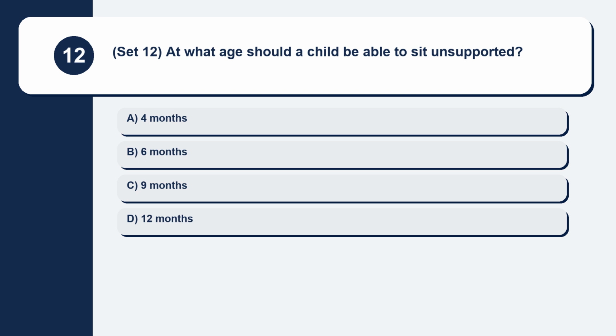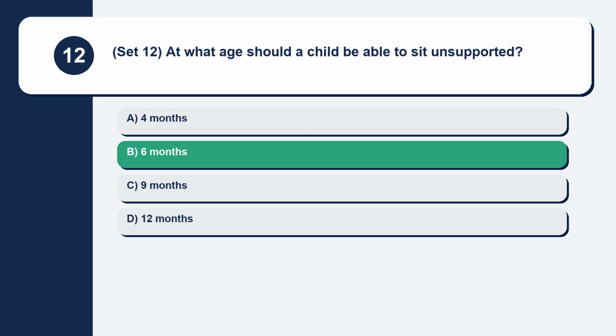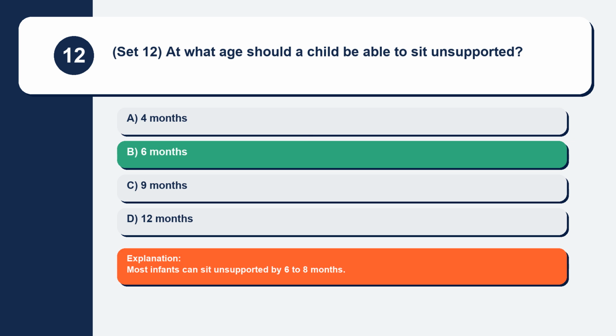Question 12. Set 12. At what age should a child be able to sit unsupported? 4 months, 6 months, 9 months, 12 months. Most infants can sit unsupported by 6 to 8 months.